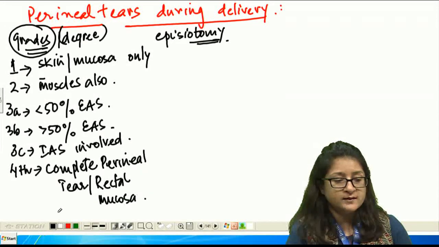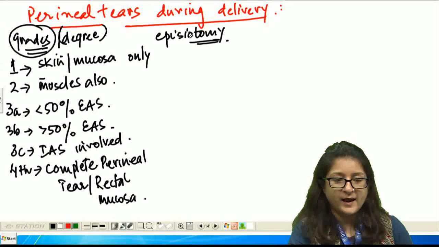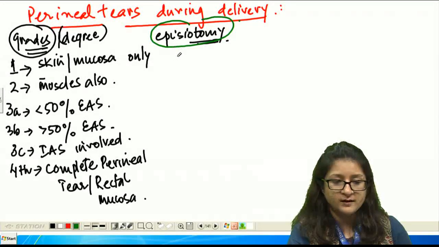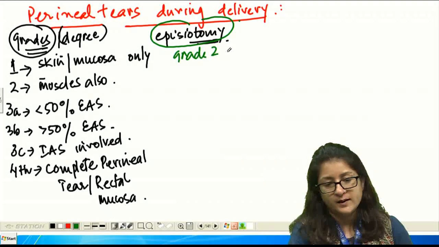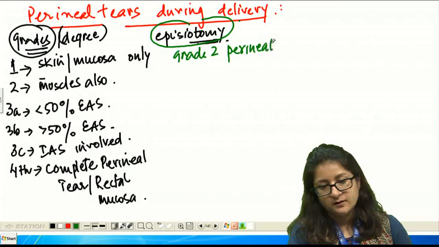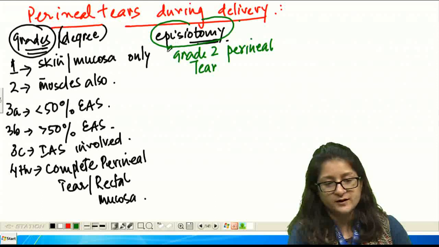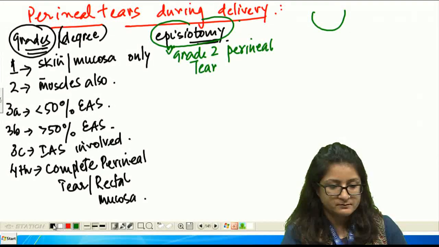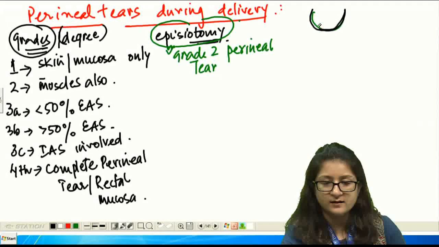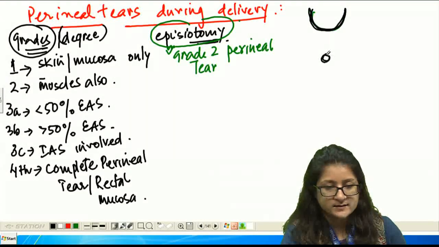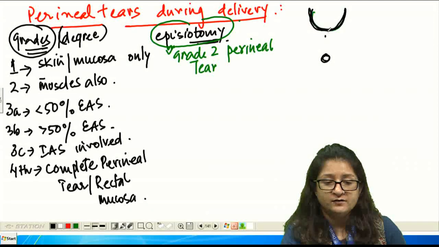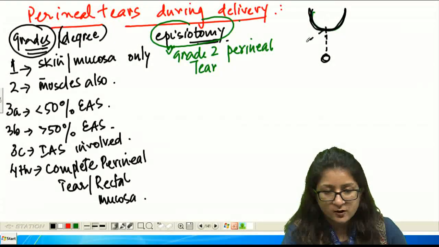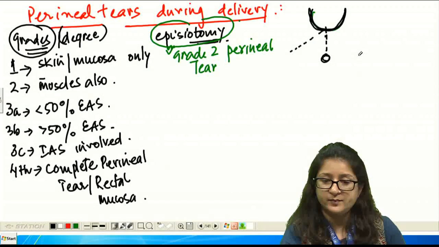Alright. Now this episiotomy is a type of grade 2 perineal tear. Now if this is the vagina opening, this is the anus, this part here is the perineum. We can give a midline episiotomy or we can give a mediolateral episiotomy, alright.